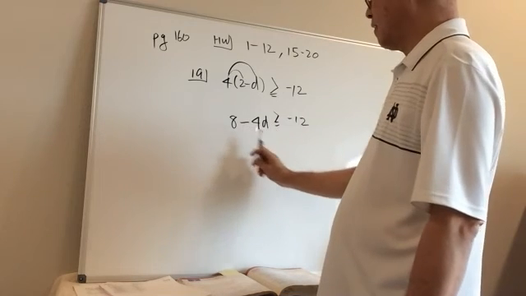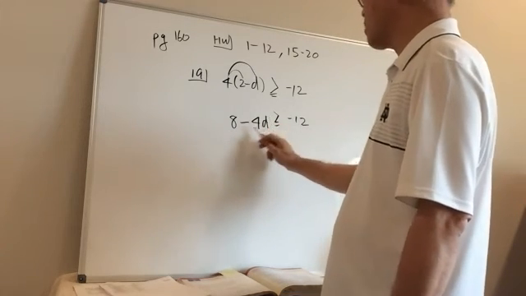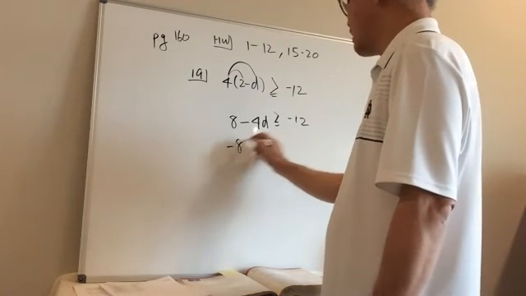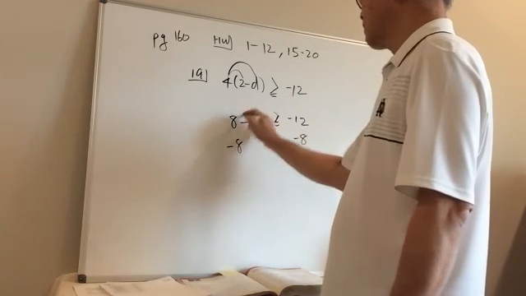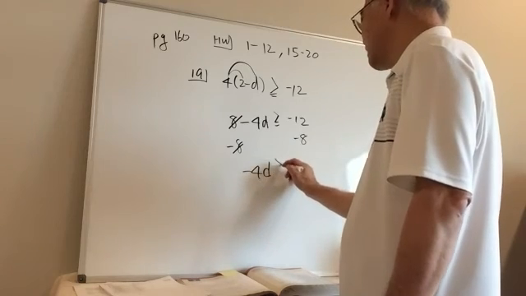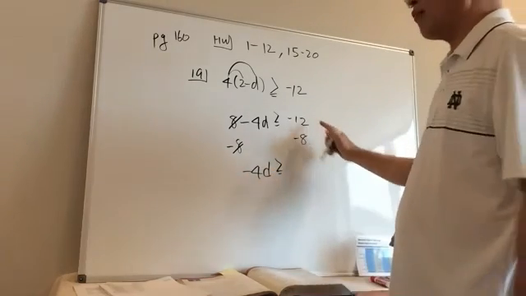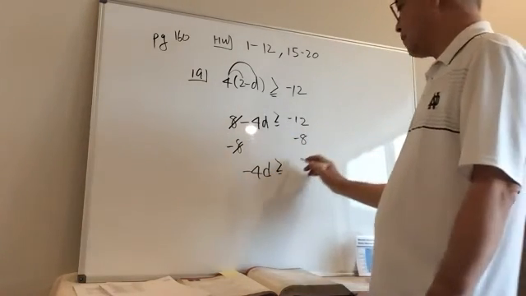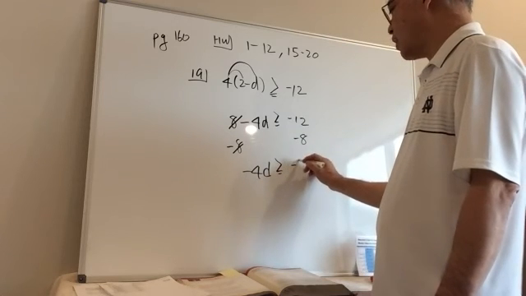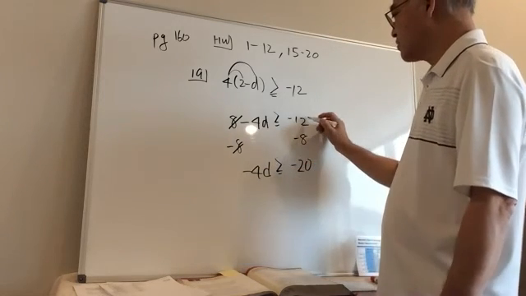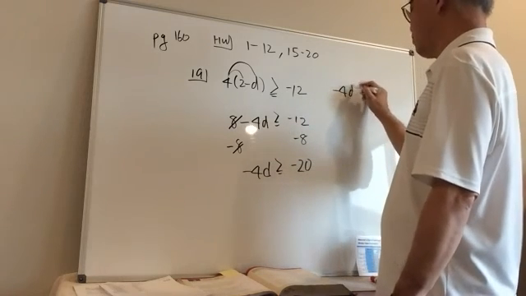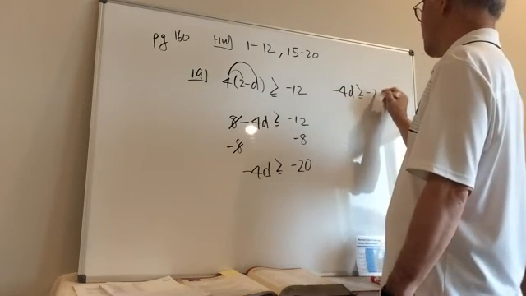You need to get rid of the 8. I need to get rid of the 8 because I want the 4D by itself, right? So you subtract 8 on both sides. Now this goes away. I end up with negative 4D is greater than or equal to negative 12 minus 8, which is negative 20. So I end up with negative 4D is greater than or equal to negative 20.